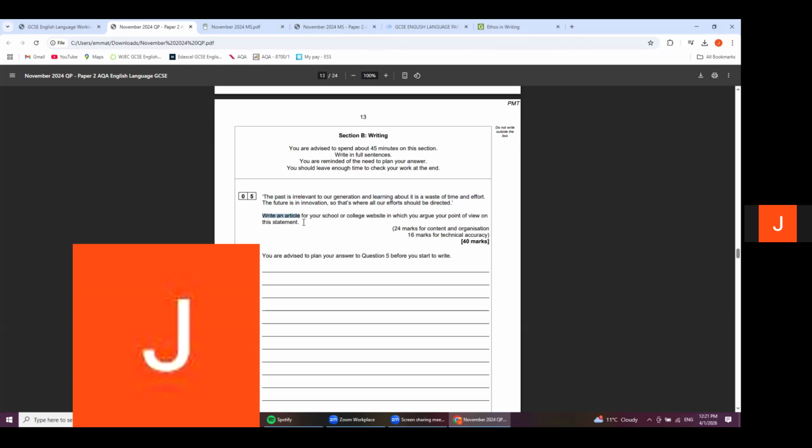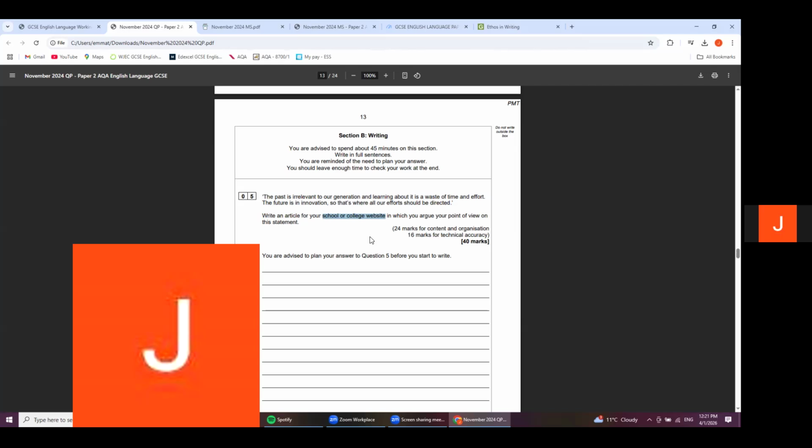So we're writing an article. My interpretation of article is that it's maybe a newspaper article, a magazine article, a website article, and that's going to affect the form in which I'm writing. So I'm thinking about headlines, my subheadings, and planning my paragraphs accordingly. We're writing it for a school or college website, so immediately that is telling me my audience needs to be quite diverse in my writing approach.